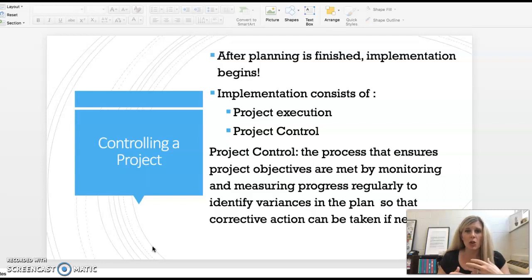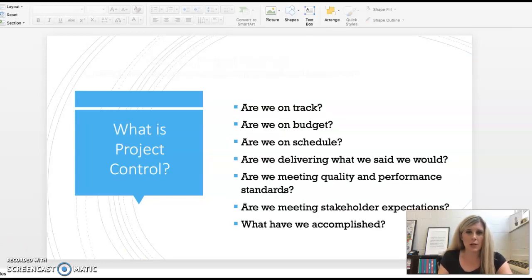So you can see that the project control is all about making sure that those objectives are being met, as well as monitoring the progress. That is absolutely very important, to continuously monitor your project. That is really the heart of controlling the project. So we're going to go through a few things of what it looks like to keep a project under control.